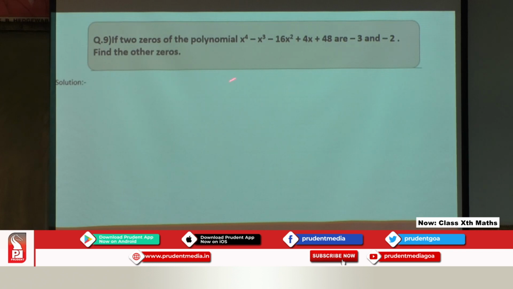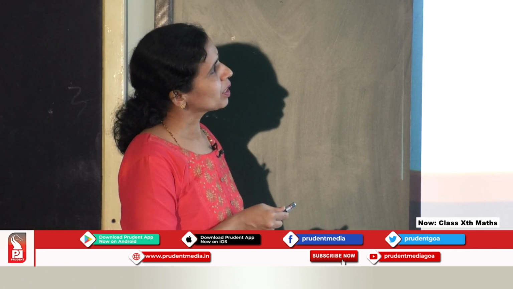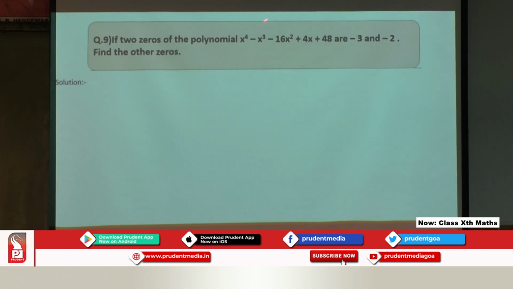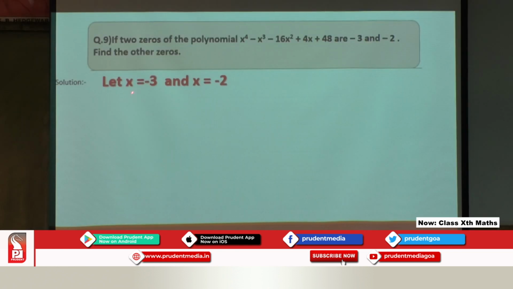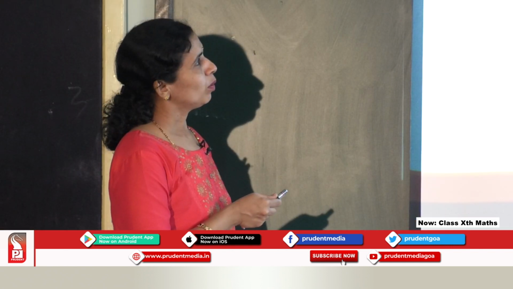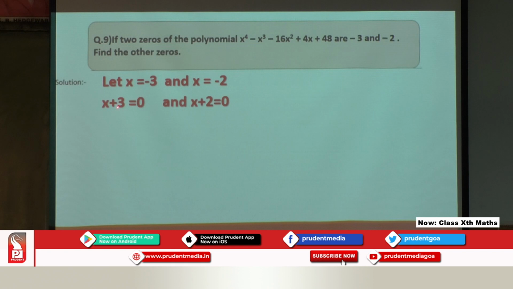Here also we should follow the same method. First it is given x raised to 4 minus x cube minus 16x square plus 4x plus 48, and two zeros are given here, minus 3 and minus 2. Let us see how to solve this problem. Now see, let x is equal to minus 3 and x is equal to minus 2. I have taken these two zeros. Now carry this number this side, x plus 3 equal to 0, and this minus 2 carried this side, x plus 2 is equal to 0.